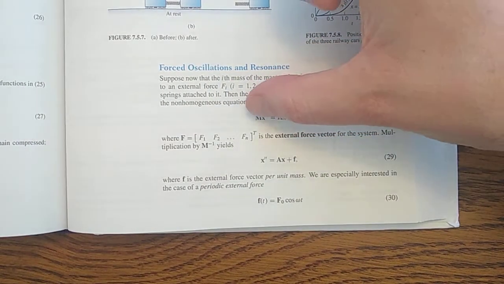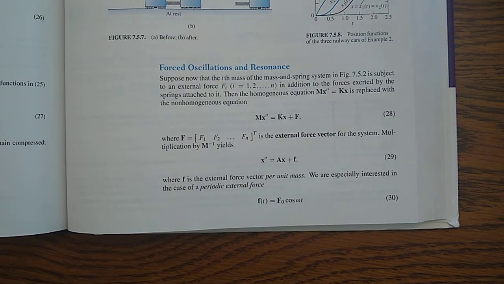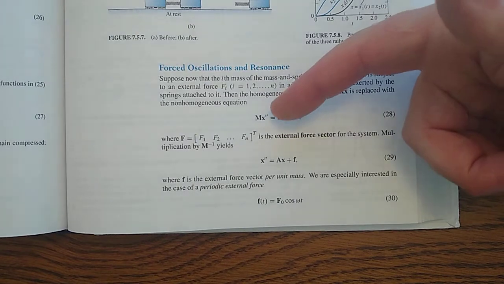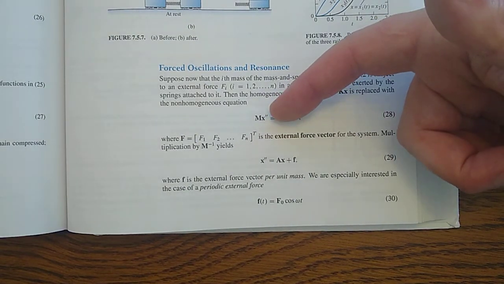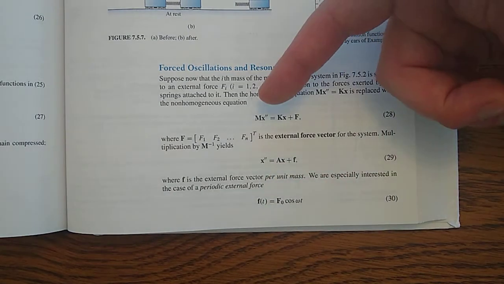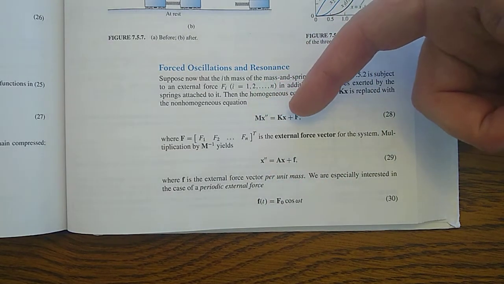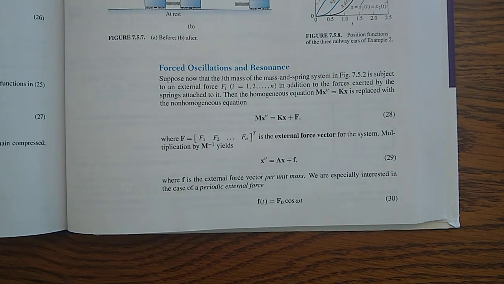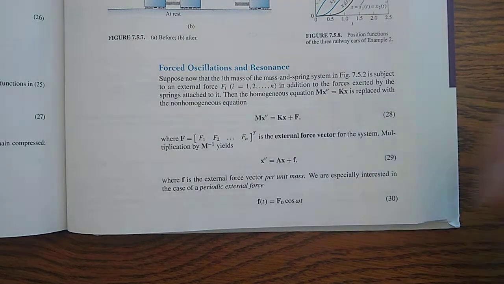Just as we did before, I would like to multiply both sides by m inverse to solve for x double prime. And we can imagine that we did that. I did m inverse, and so m inverse times k is just A again. And let's imagine that m inverse times big F is little f. But we never really said what big F was, so we don't have to worry about what little f is. It's just some vector that's representing external forces.